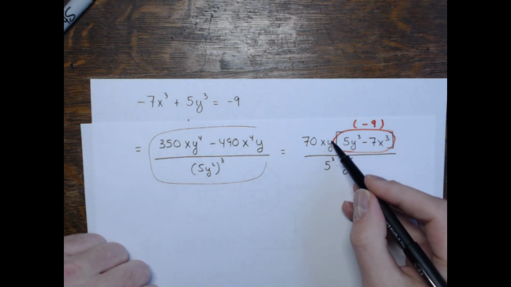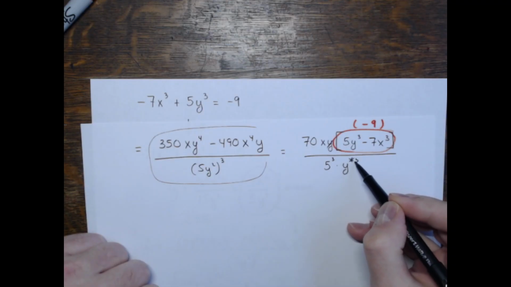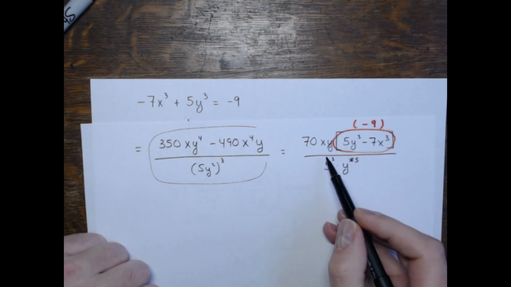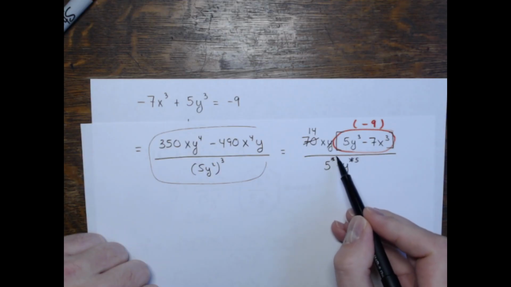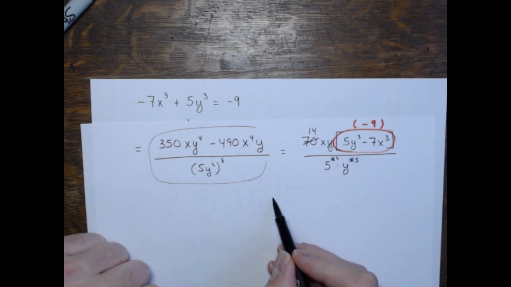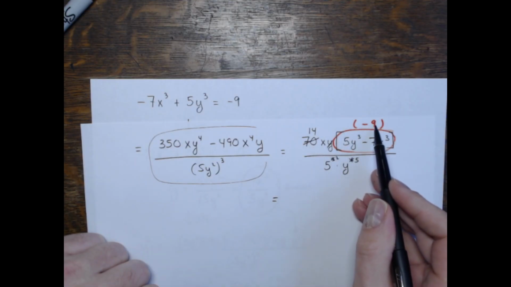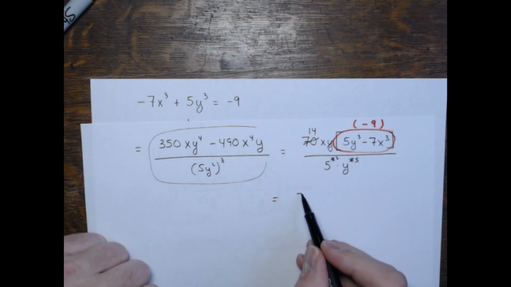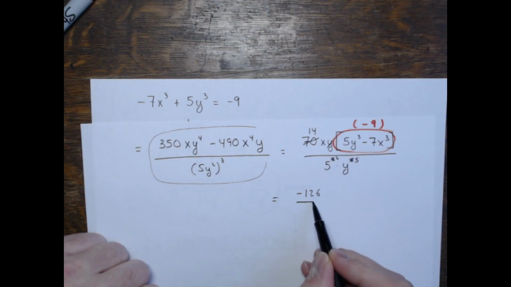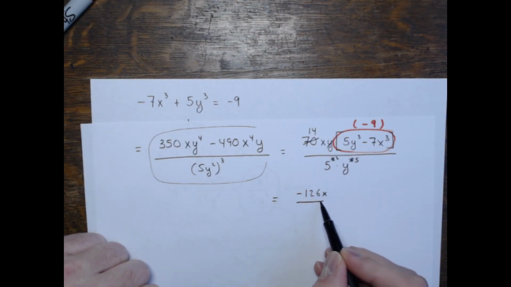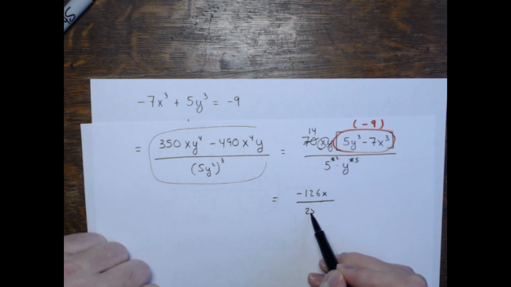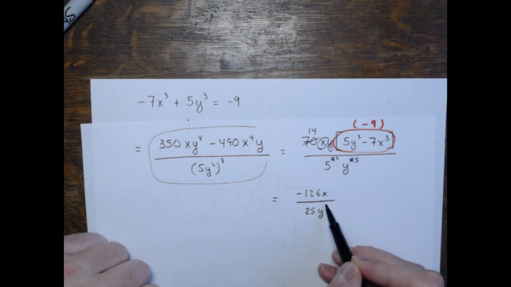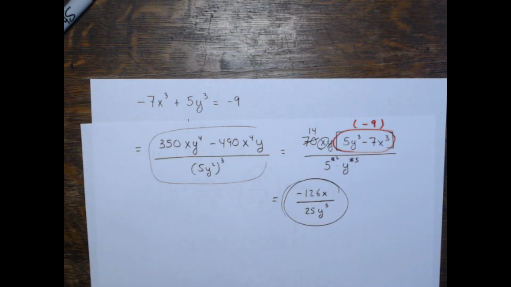All right, this thing becomes negative 9. And then we do a little simplifying, right? Y up here cancels one of these y's, makes that y to the fifth. This is 5 times 14, and then one of these 5's goes away, so it becomes 5 squared. And that should be it. So 14 times negative 9, right? That's 90 and 36. So negative 126 in the numerator, with still an x as well, right? We still got this factor of x here, and then 5 squared is 25, and then you got y to the fifth in the denominator.